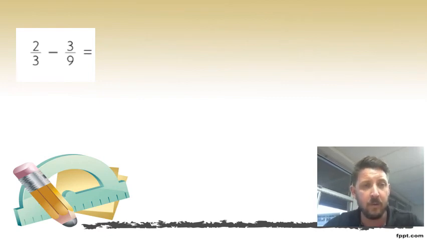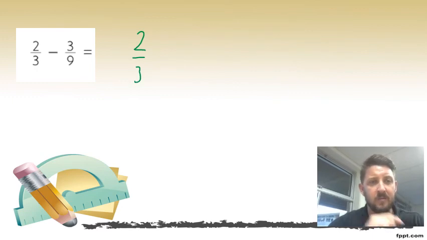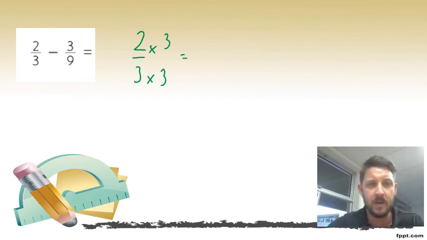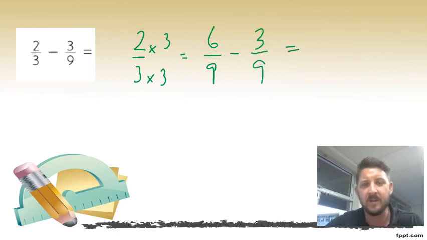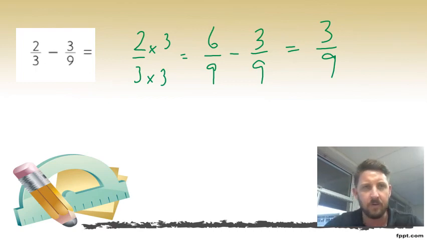All right, hopefully that wasn't too difficult and we've had a little bit of success. So if we have a look, I can make a third into a ninth really easily. So I'm going to go 2/3 and I'm going to say, how do I get to a ninth? I'm going to multiply by 3. So I multiply both the top and the bottom by 3, which then makes 6/9. And I'm going to take away 3/9. Just like I was saying before, it's the same as saying 6 apples take away 3 apples. So I would have 3 apples left or 3/9 left. Hopefully you've got that one right, guys.